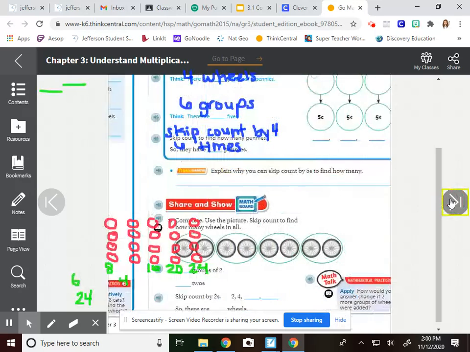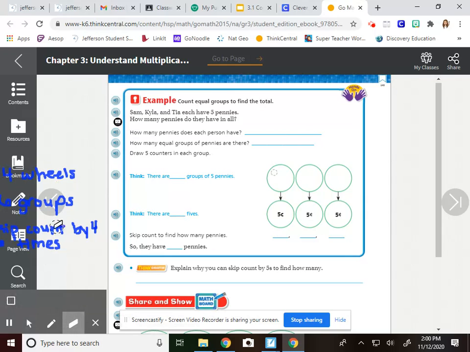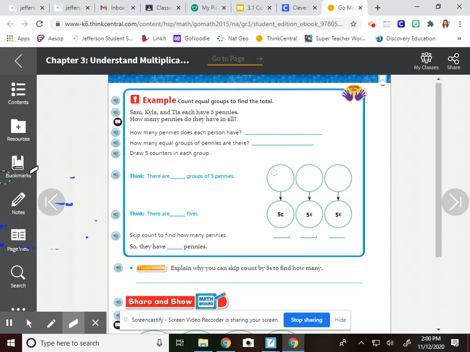Another way that we can show equal groups is to draw circles with a certain number of items in each circle that will help us to find the answer. So we're going to read another word problem. We're going to unlock the problem and then draw counters in circles to show equal groups.